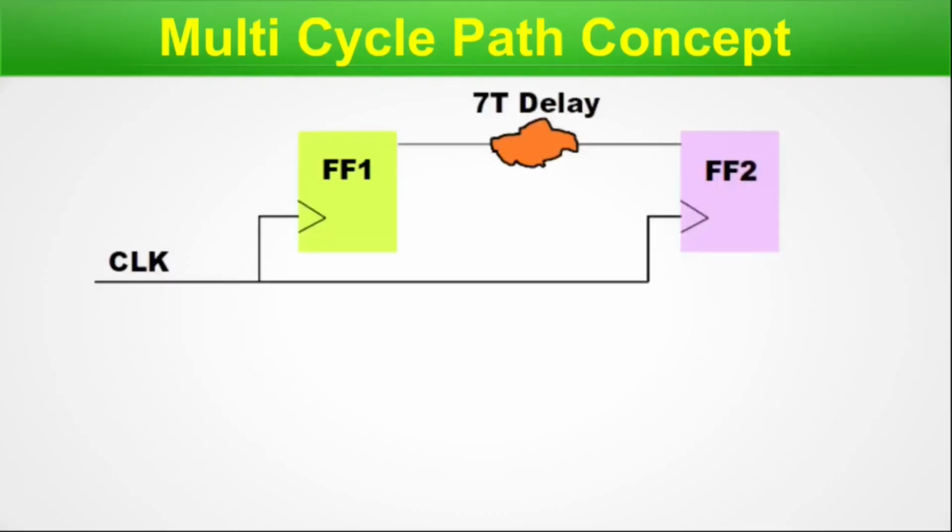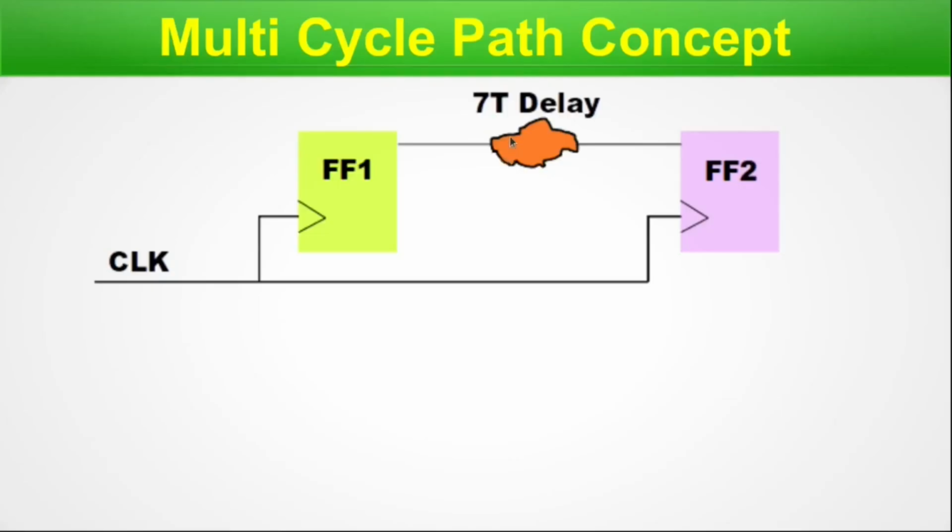So let's move on. Multi-cycle path concept. In this slide, we will get familiar with the multi-cycle path concept. Now let me bring up the infographics for this. In this picture, there are two flip-flops. The data is traversing from the green one to the pink one. In between, we have an orange color cloud which represents some combinational circuits which contribute to delay.